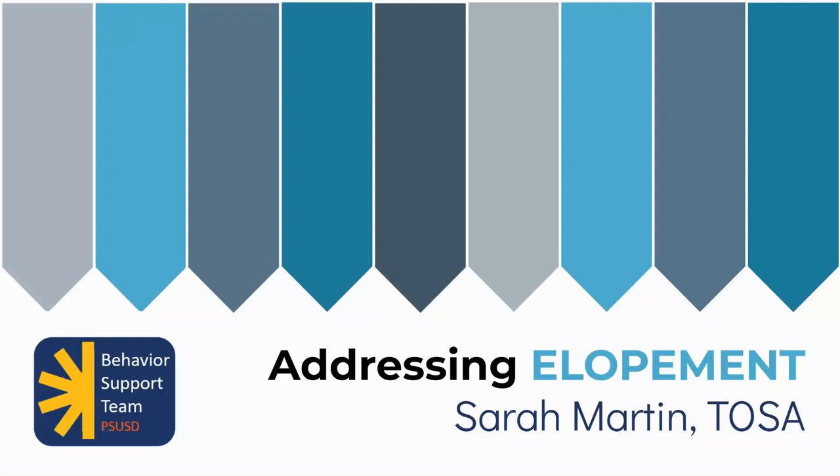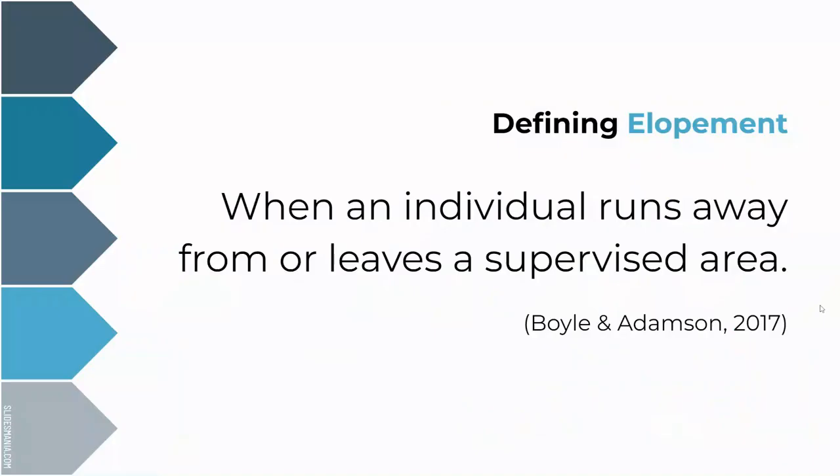My name is Sarah Martin, the Student Support Services TOSA in Palm Springs Unified. For our purposes, elopement is defined as when an individual runs away from or leaves a supervised area. When addressing elopement in your classroom, do your best to determine the function of the elopement behavior. Usually, elopement is done to escape a task or meet the need of the student to move. The function of your student's behavior is individual to them.